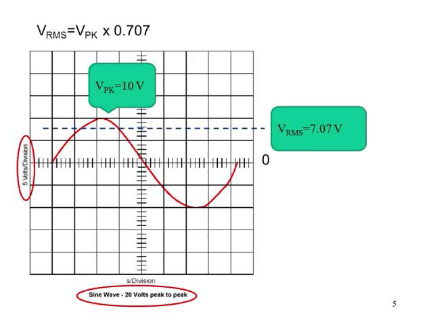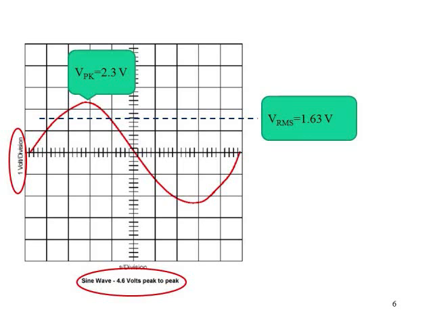Okay, so in this case we have a sine wave with a peak voltage of 10 volts. That gives us a peak-to-peak voltage of 20 volts. Peak-to-peak is always twice the peak. The RMS voltage, VRMS, which stands for root mean square, is 0.707, which is a constant, times the 10 volts. So 10 times 0.707 is 7.07 volts RMS.